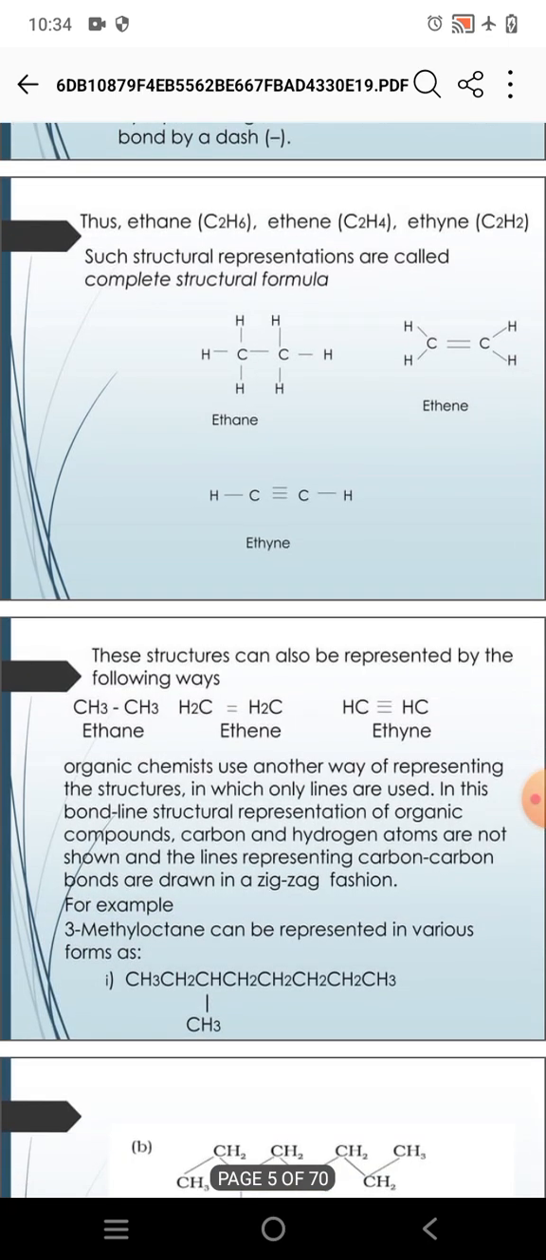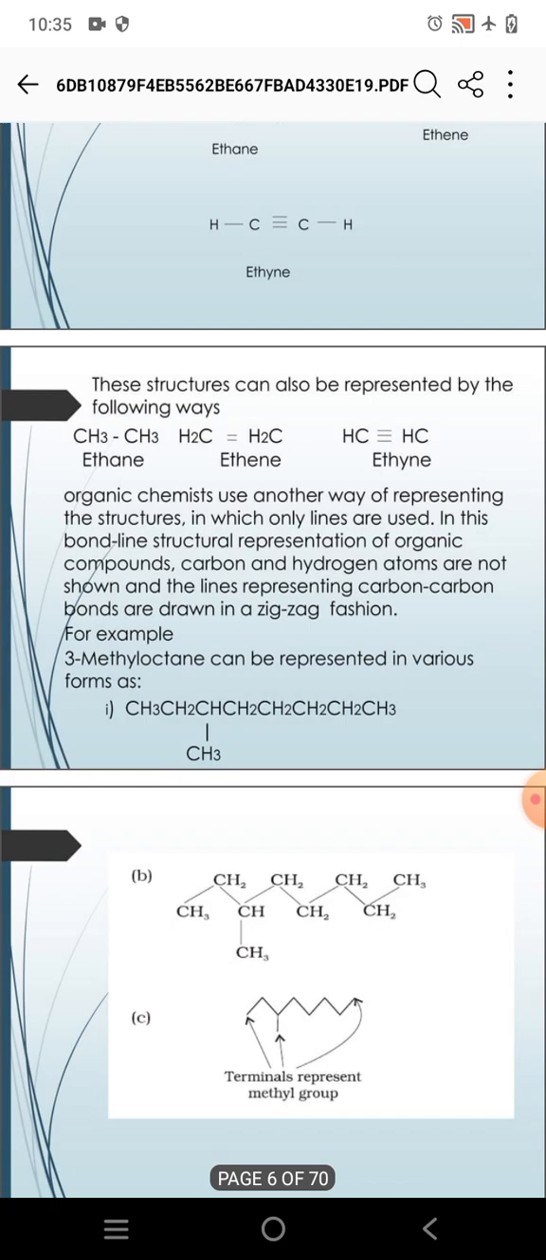Thus, ethane C2H6, ethene C2H4, ethyne C2H2. Such structural representations are called complete structural formulas. Ethane has only a single bond. Ethene has a double bond. Ethyne has a triple bond. These structures can also be represented in the following ways: ethane, ethene, ethyne.